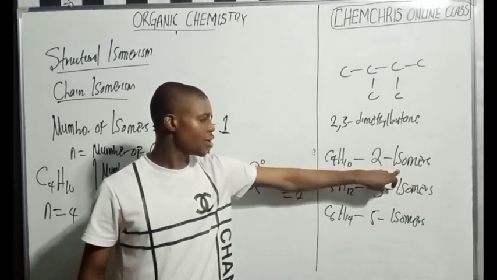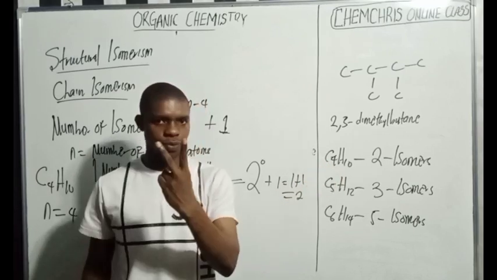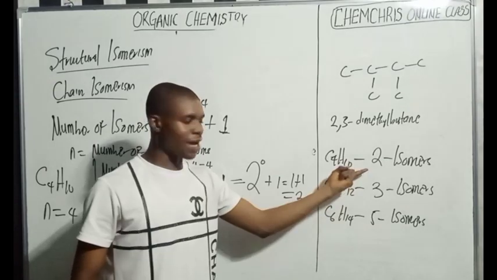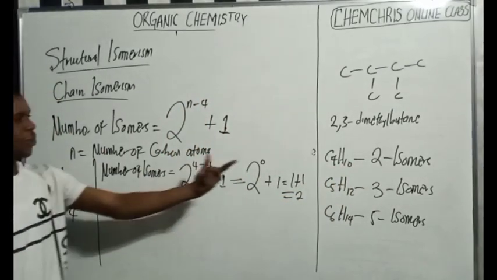Do you see that? Remember, when we drew the number of isomers for C4H10, we only have 2. We have butane and 2-methylpropane, right? Can you still remember? So this formula corresponds with this other one here.